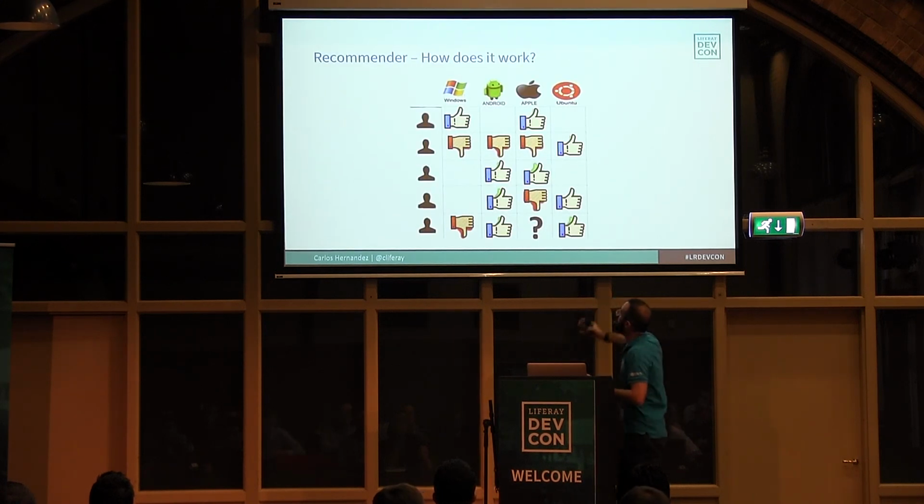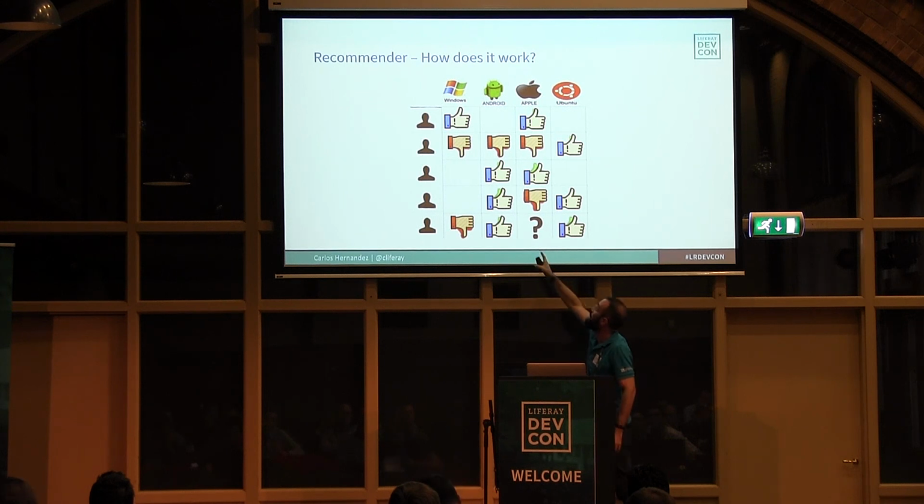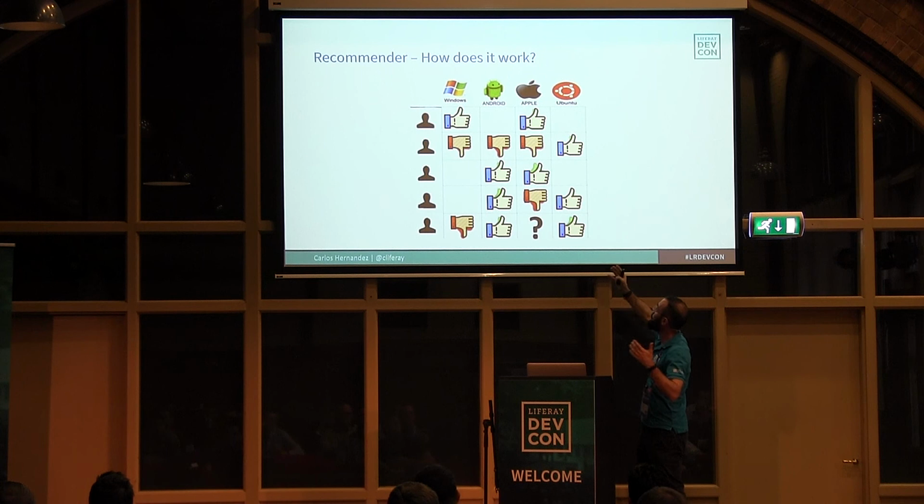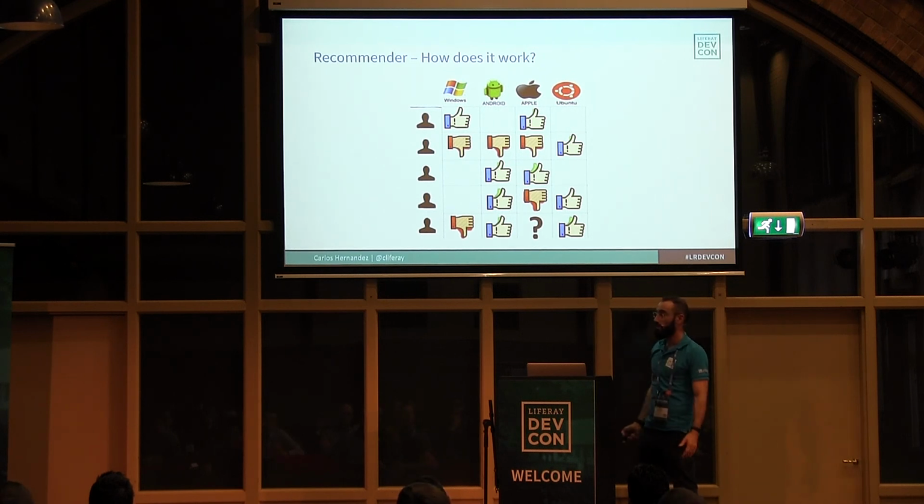So if this problem would be similar to this, what we have here. We want to guess if this user here likes Apple or not. And we want to base that guess upon the other users' preferences. So we have 2 users that don't like Apple and 2 users that like Apple. So what do you think we should recommend him? Or what do you think, does he like Apple?